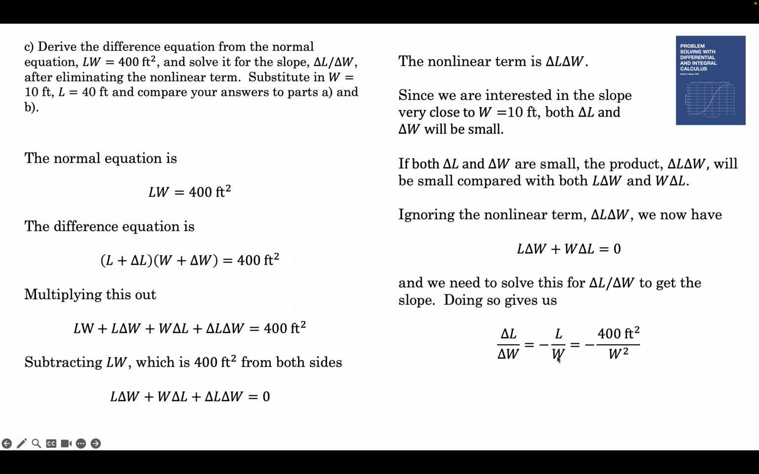We have L over W, and we can plug in LW equals 400 square feet. So now we just have an expression with W. And we know W is 10. We want it at 10. What's the slope at 10? So we stick in 10 here, 10 feet. We square it, we get 100 square feet. 400 square feet divided by 100 square feet is -4, as we expected.